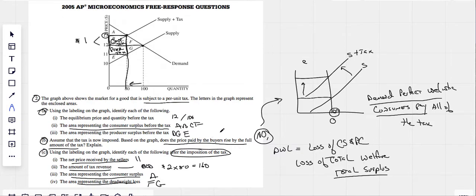Right? In this situation, demand is not. We could sort of use it as a negative explanation. We could say demand is not perfectly inelastic. Therefore, consumers and producers split the tax. Does that make sense? I hope that makes sense.